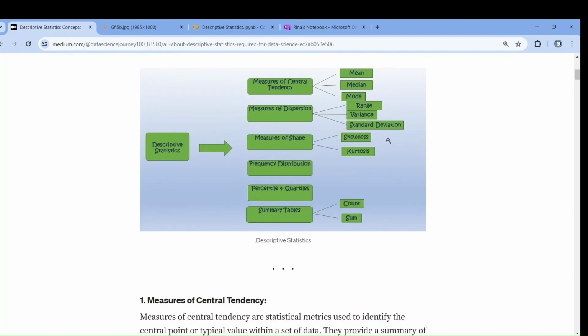Okay. What is standard deviation? Can you tell me what is the standard deviation? How to calculate standard deviation? By calculating the root of variance. Tell me what is kurtosis? Kurtosis means finding the peakedness.